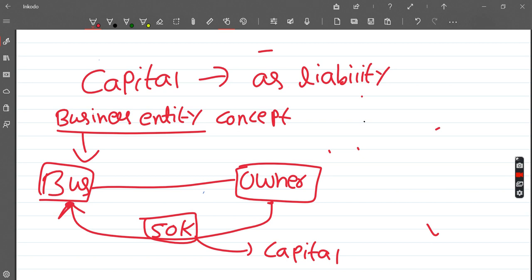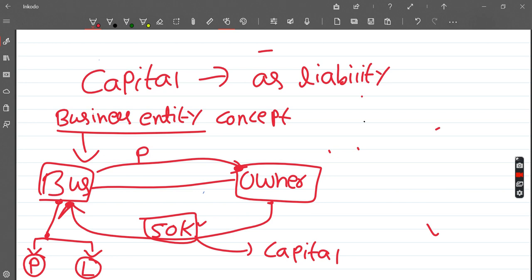Now what does the business have to do with that? The business has to do business with that, and if it does, there are two scenarios. One, there may be a profit or there may be a loss. If the business gets profit, it ultimately belongs to the owner only, right? So the business will give profits back to the owner, and if the business gets a loss, the loss also has to be borne by the owner only.